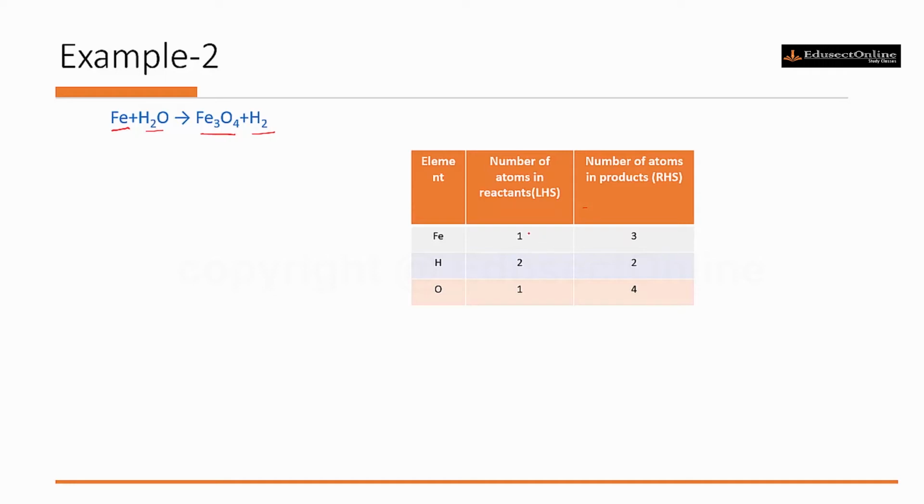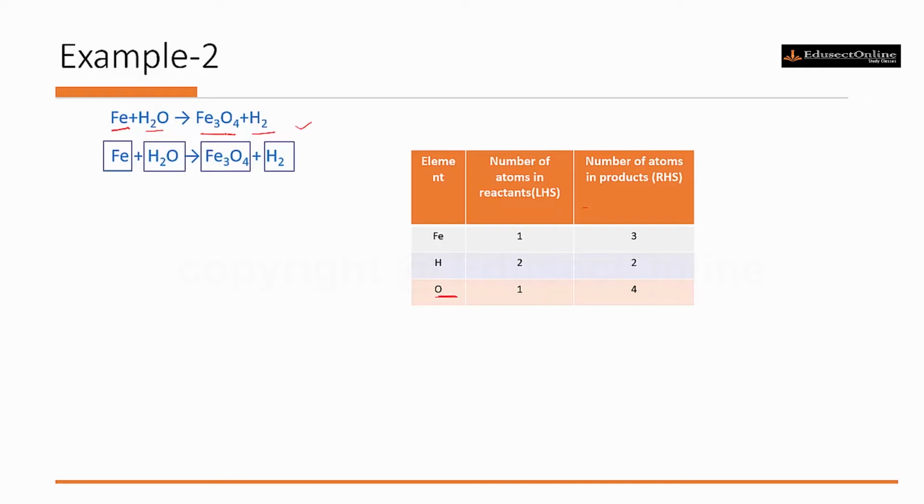See whether the number of atoms on both sides is equal or not. This is not equal because the number of atoms is different on both sides. So we have to balance this equation. For this, we have to write each element in a separate column like this: Fe plus H2O forming Fe3O4 and H2. So all the elements are in separate columns. First, we have to consider the element with the highest number of atoms. So check here. The highest number of atoms is for oxygen.